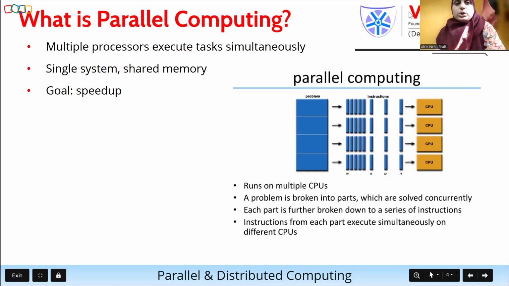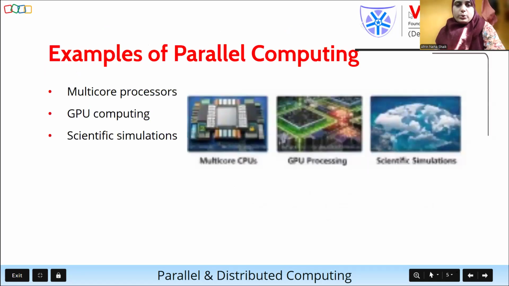Now, let us move to examples of parallel computing. The examples are multi-core processors, GPU computing, and scientific simulations. Let me explain in more detail. Modern CPUs have multiple cores. In GPU computing, there are thousands of cores for massive parallelism. For scientific simulations, examples are weather forecasting and molecular modeling. These examples show the real-world usage of parallel systems.